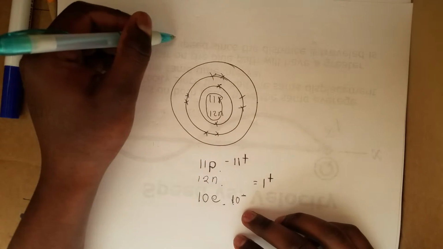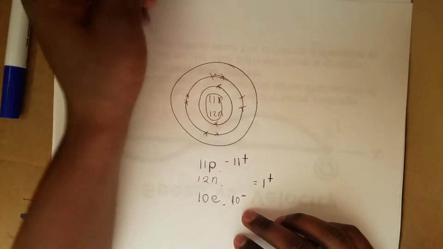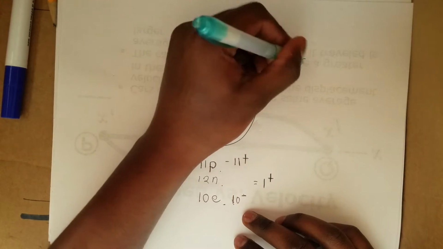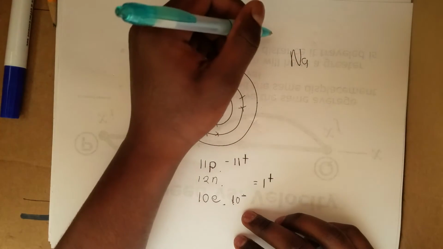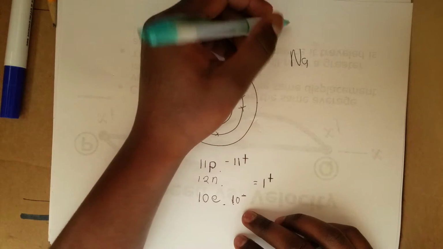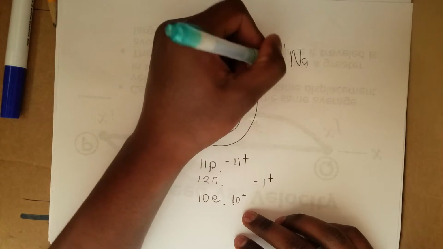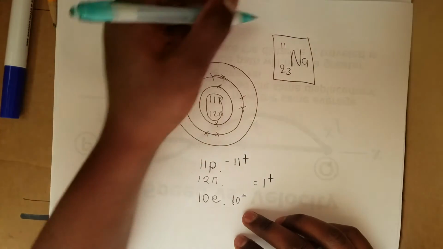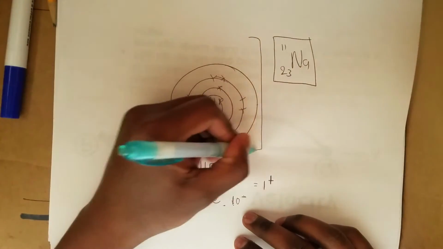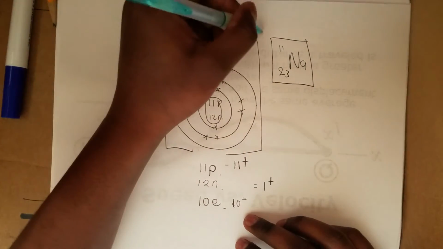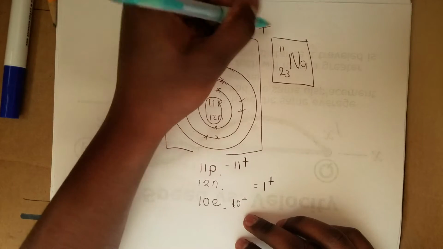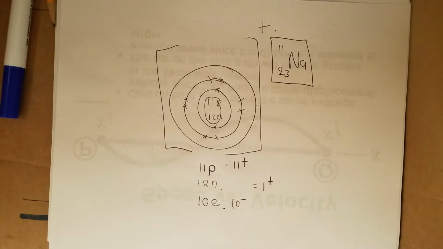So you write this as sodium 23, with atomic number 11, and a plus charge. A positively charged atom like this is called an ion.